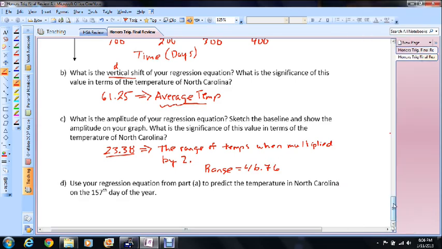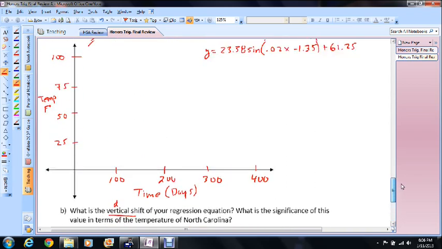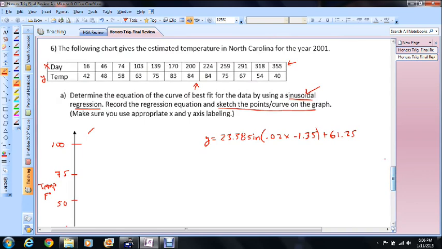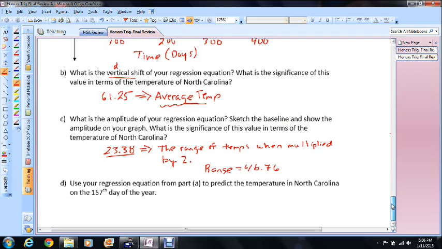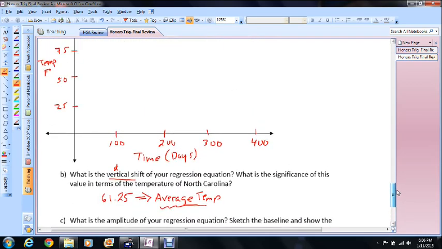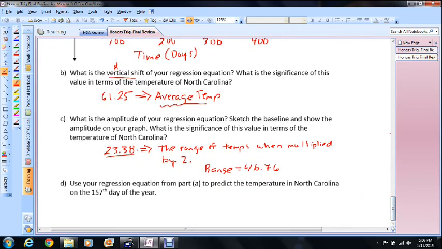And if we take the highest and lowest number, that's typically how we find the range. But this is an approximation. If we go back up here, the highest number for the temperatures was 84. We subtract the lowest number, which looks like 40. We get a range value of 44, which is pretty close to what our approximation told us when looking at the numbers from the equation. Range is 46.76 according to the equation. According to the actual points, it's 44. Pretty close.